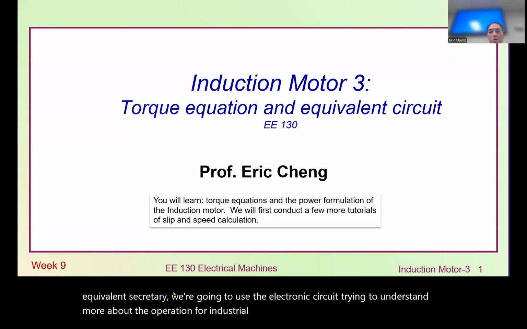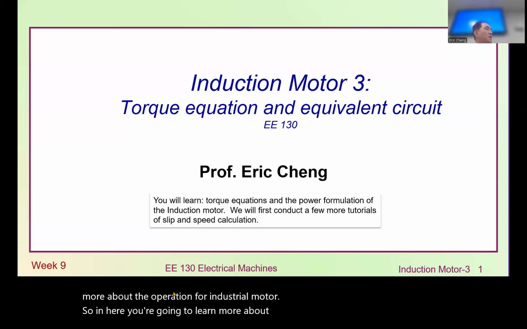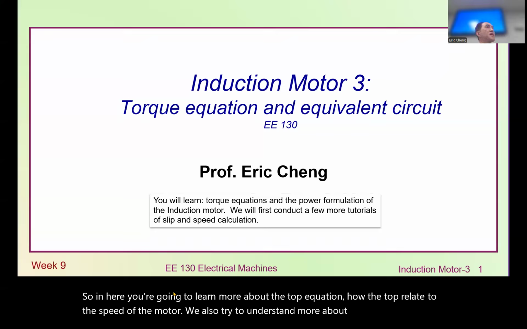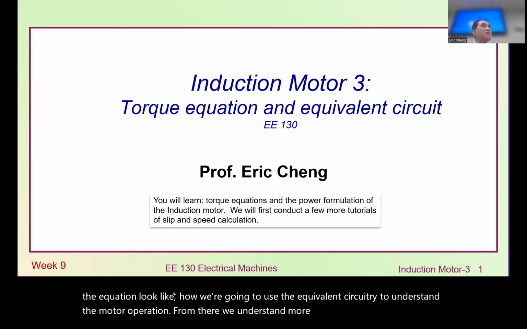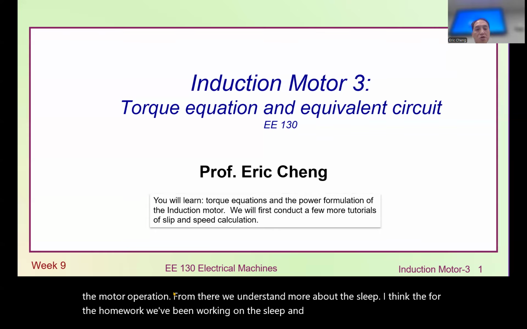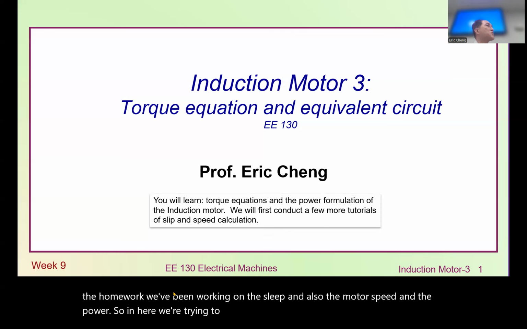So in here, you're going to learn more about the torque equation, how the torque relates to the speed of the motor. We also try to understand more about the formulation, how the equation looks like, how we're going to use the equivalent circuitry to understand the motor operation. From there, we can understand more about the slip. I think for the homework, we've been working on the slip and also the motor speed and the power. So in here, we're going to go through more about the equation so you understand how to work out all the homework too.